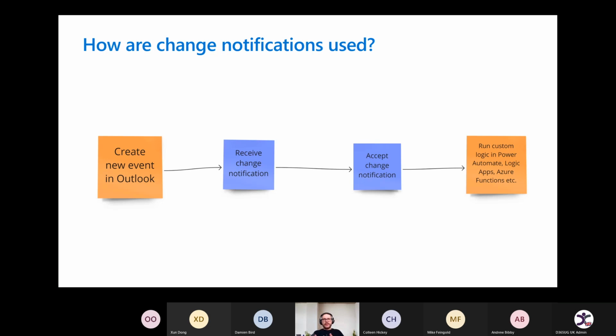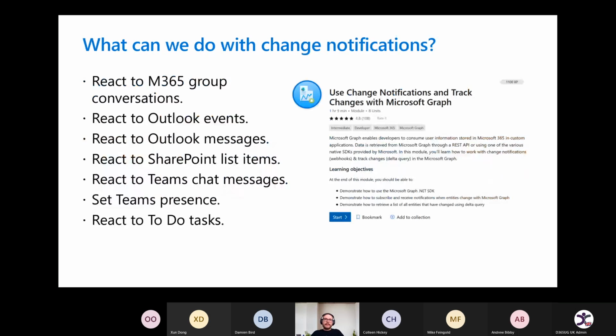Let's say that's a new event, and we're going to receive a change notification. Hey, something's happening. We're going to accept that change notification and validate that it's a valid change notification. And then we're going to run custom logic wherever you want to run it. I'm using Power Automate. This could and should probably be turned into a pro dev solution, with Logic Apps or Azure Functions, or perhaps plugins in Dataverse as well.